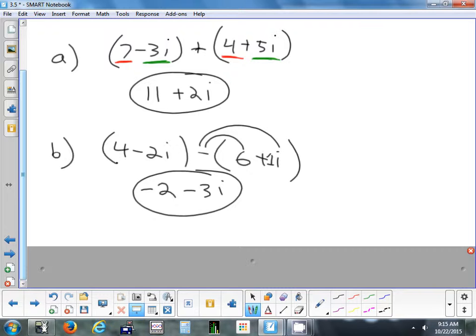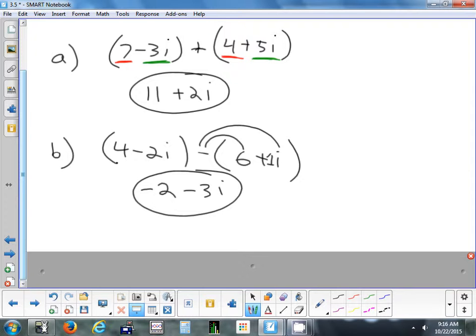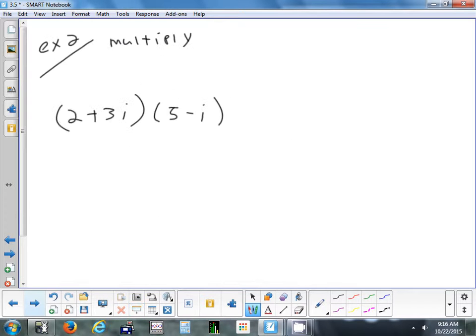Any questions on subtraction? Can people remember this a little bit from Algebra 2? Yeah, all right, so we won't spend any more time on that. All right, multiplication. This is going to come up when we actually get to doing what we're going to do.